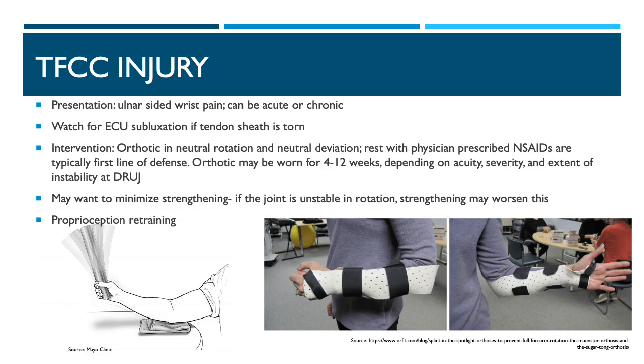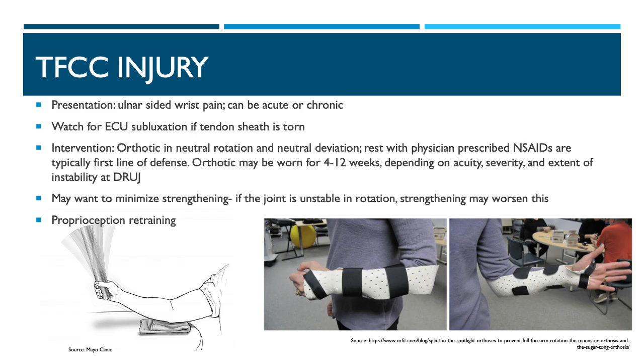So when you see a patient with a TFCC injury, you want to know if it's acute or chronic. What you'll see is they'll have ulnar-sided wrist pain. That's a really common complaint. You want to watch for ECU subluxation because the ECU tendon sheath is a part of the TFCC. So if you see a tendon snapping around there, it's probably the ECU.